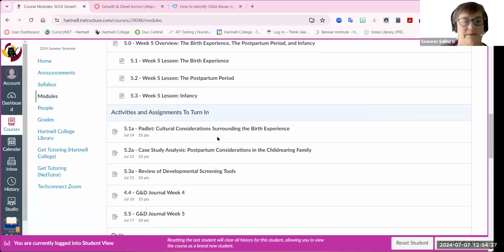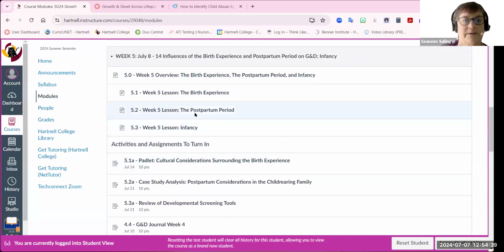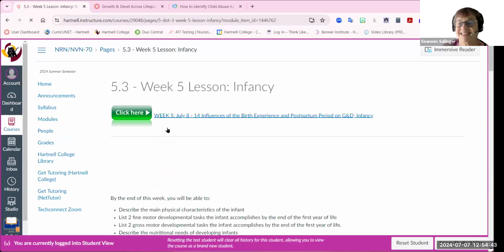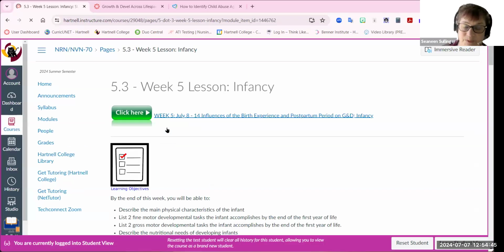All right, so we are on to infancy. So we're going to start with infancy, and then in week 6, we're going to move on to early and middle childhood, adolescence, and then in week 7, early, middle, late adulthood, and then week 8 will be grief, loss, death, and dying experience.